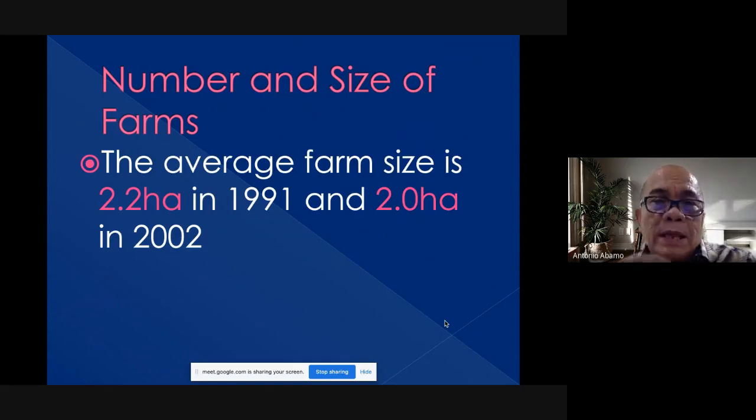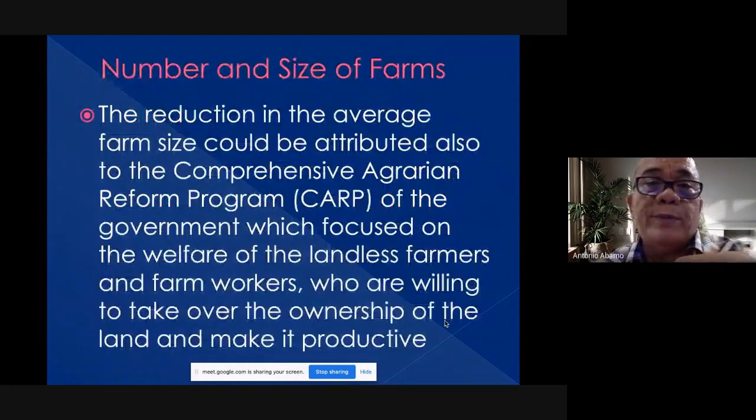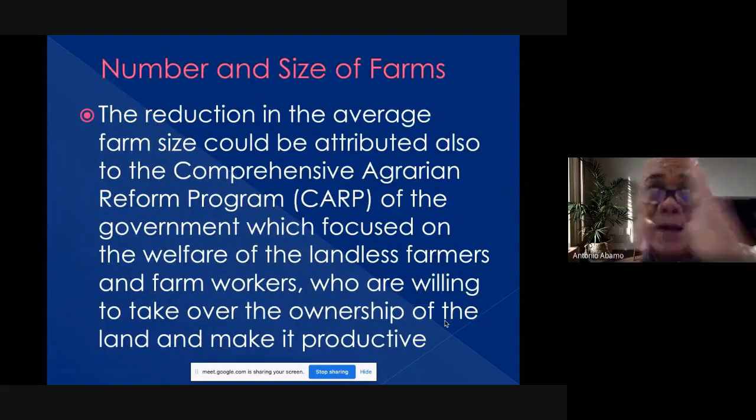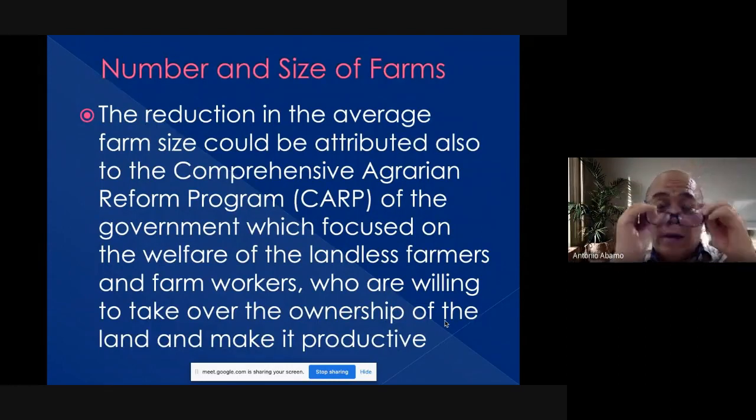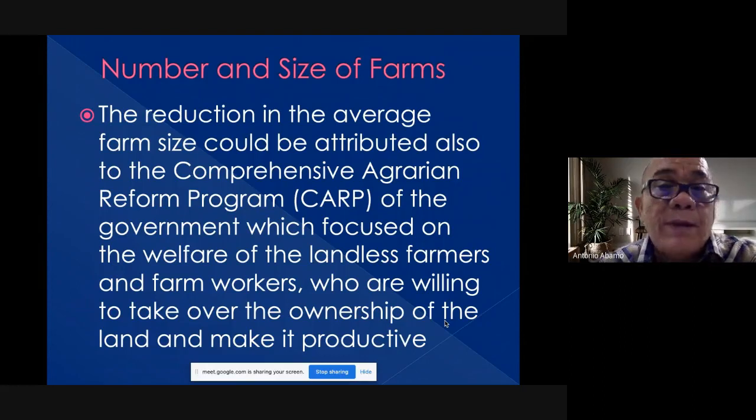The reduction in the average farm size could be attributed to various things. One is the implementation of the comprehensive land reform, where huge tracts of land owned by the haciendas or hacienderos were subdivided and distributed to small farmers, and it's now turning into a cooperative venture of smallholder farmers, where they cultivate huge tracts of land as a cooperative. They pull together their land holdings and operate cooperatively.